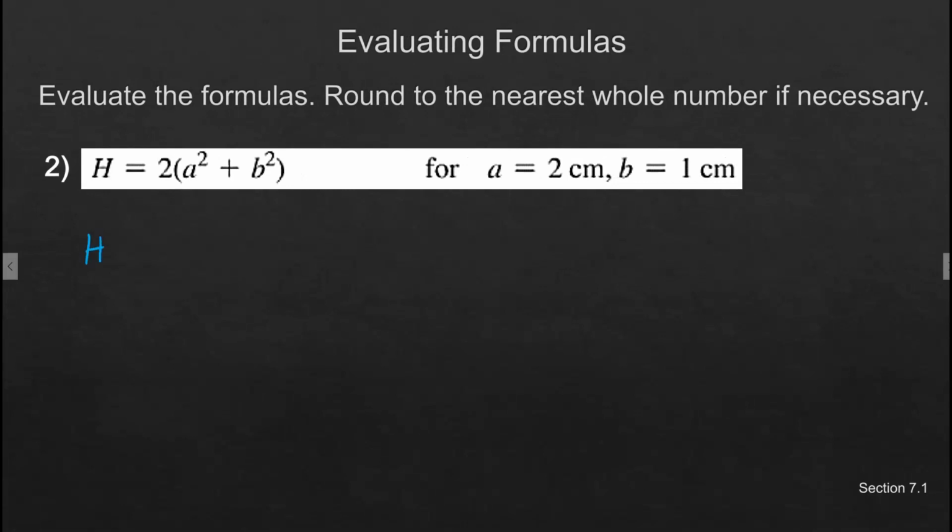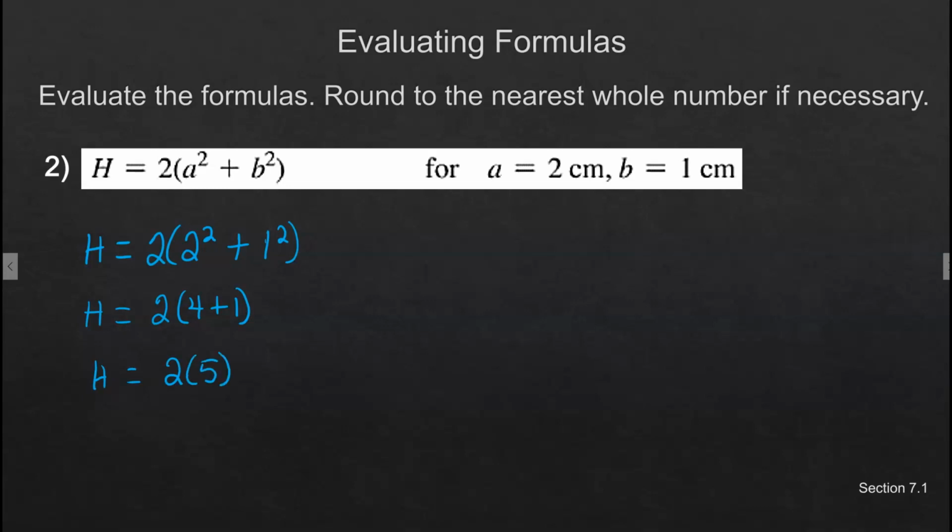Okay, so for this one, we're going to substitute 2 for A, and we're taking that to the second power, or we say that is 2 squared. We're taking 1 to the second power, or 1 squared. So that would be 4 plus 1 in the parentheses, which gives us a 5. 2 times 5 is 10. Now, how do I label this one?